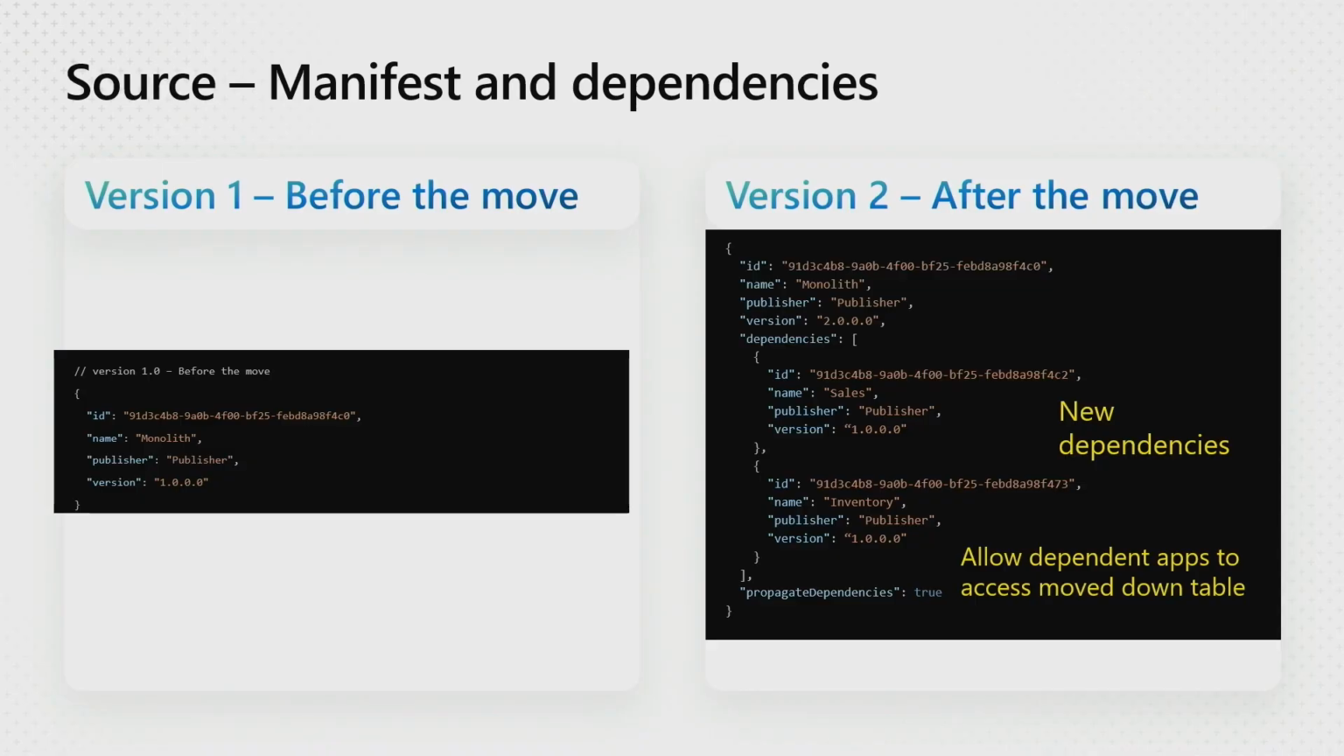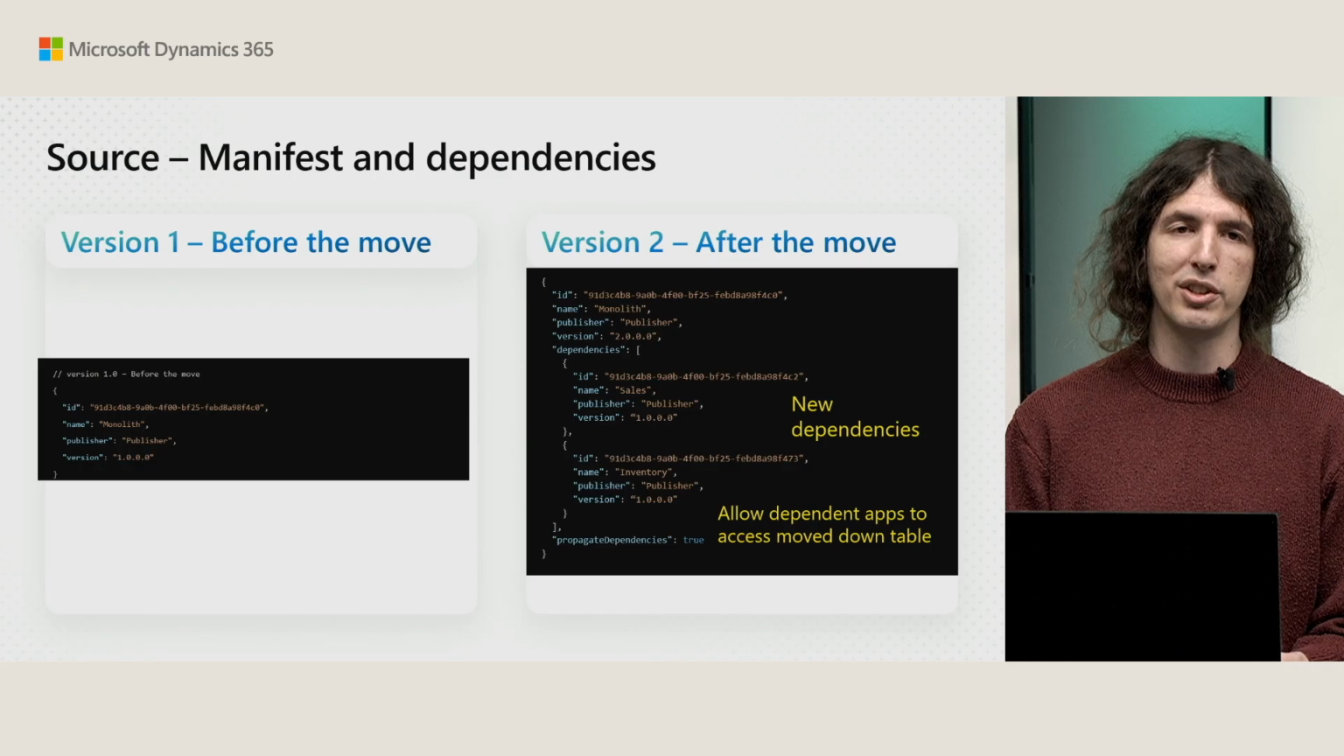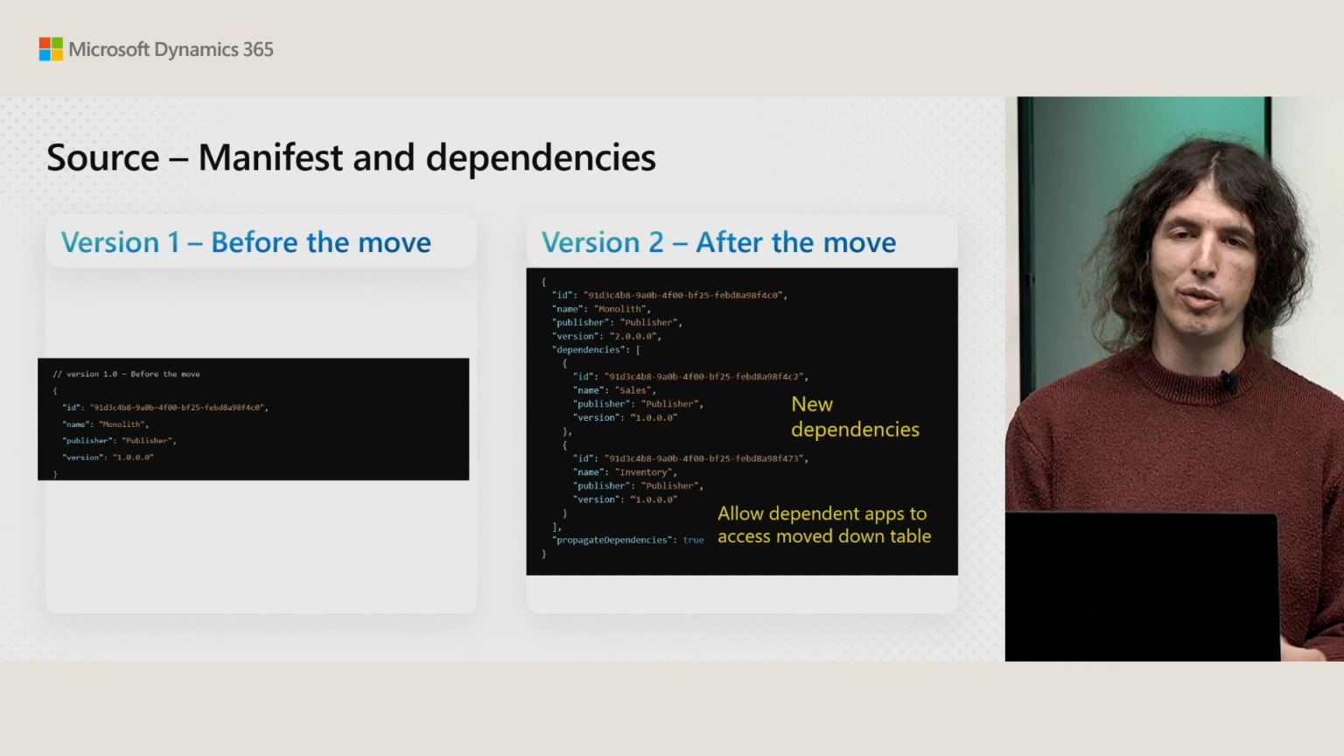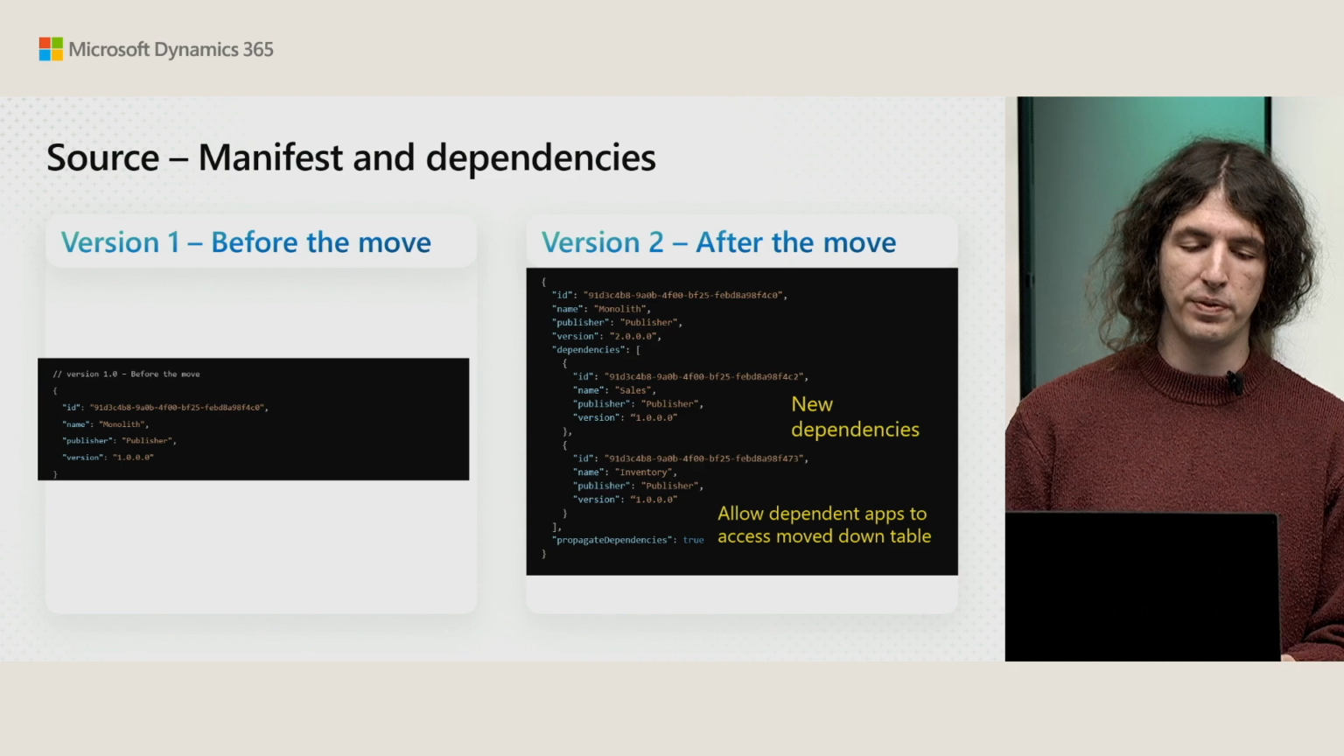If we look at the project files for the apps, then we can see what change we need to do to our monolith app in order to support this. The only change we need to do is that in the second version, where we have done the move, we need to add the dependencies to the new apps, the sales app and the inventory app. And we also need to set the propagate dependencies property to true in order for apps which depend on the monolith app to still have access to the tables that we are moving after the new version.